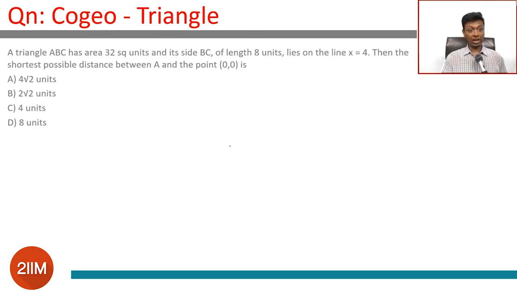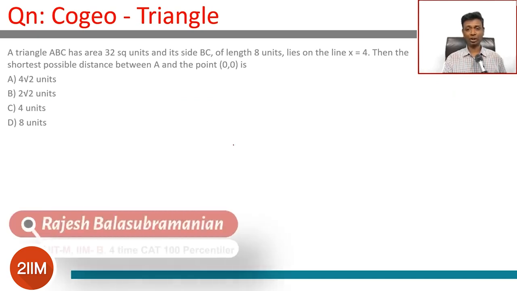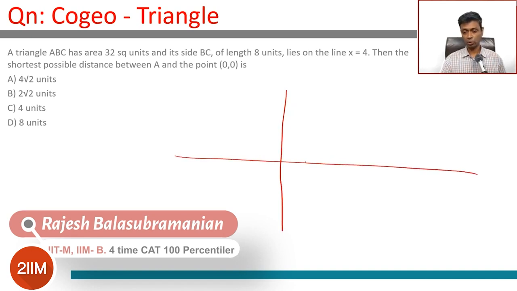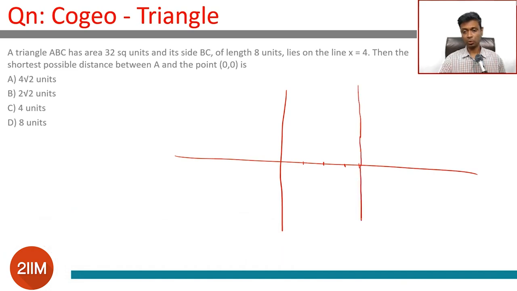A triangle ABC has area 32 square units and its side BC of length 8 units lies on the line x equal to 4. Fine. Let's say 1, 2, 3, 4. X equal to 4 is a line parallel to the y-axis. This is 0, 0. This is the line x equal to 4. So BC measures 8 units and it's somewhere here. It could be cutting the x-axis. It could be completely in the first quadrant. It could be completely in the fourth quadrant. That line segment. Area 32 square units.